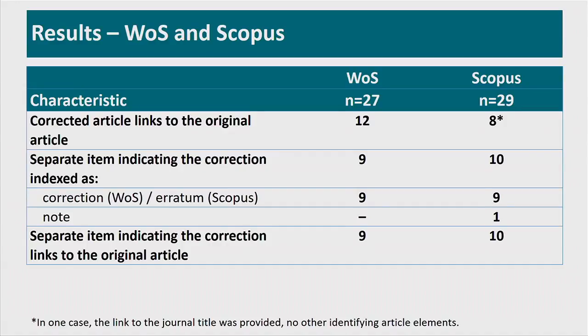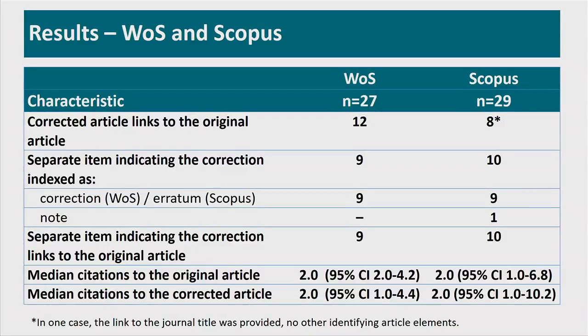When you looked at whether there are links, we found only in 12 out of 27 in Web of Science and in 8 in Scopus that the corrected article links to the original articles. They also index rather consistently the items that indicated this correction, and also only in some of the cases this separate item indicated the correction and linked it to the original article. And when you look at the citations to the original and to the retracted and to the new replaced articles, they were the same in both the Web of Science and the Scopus.